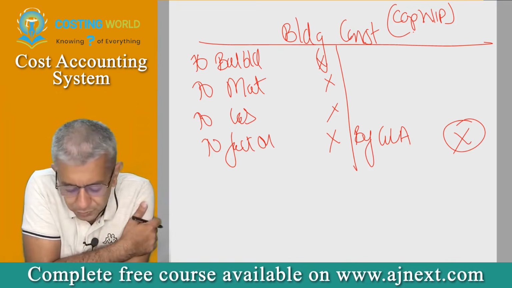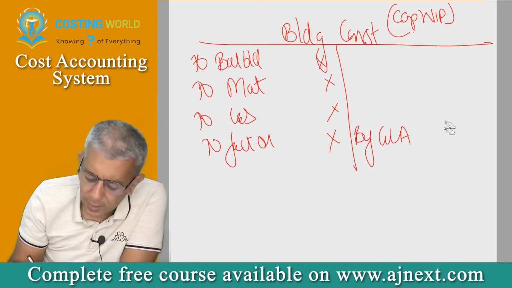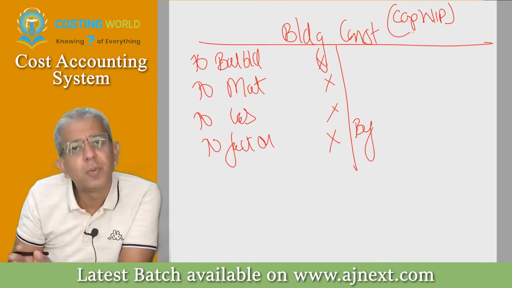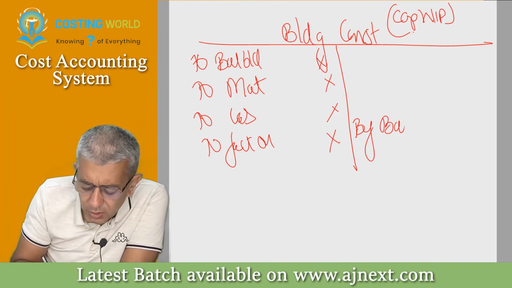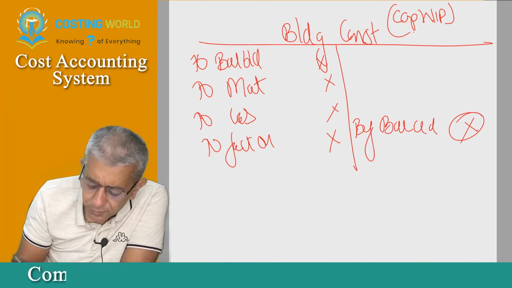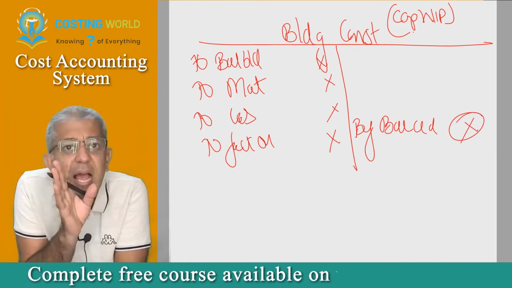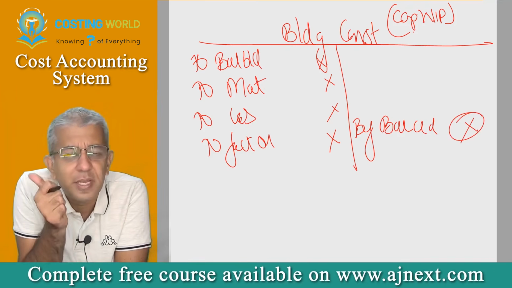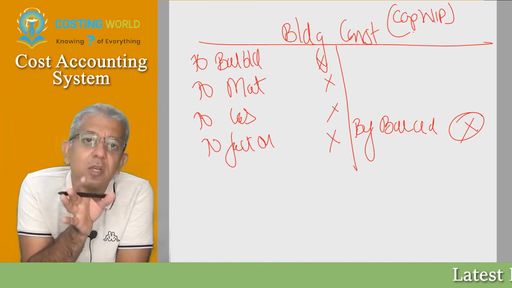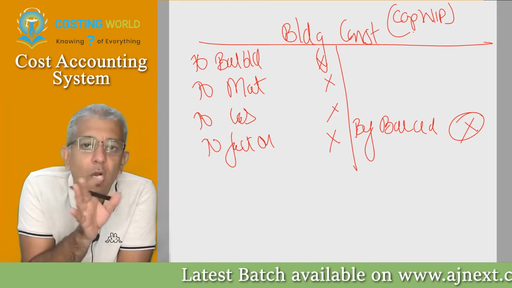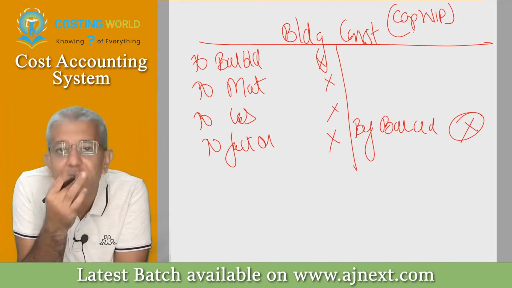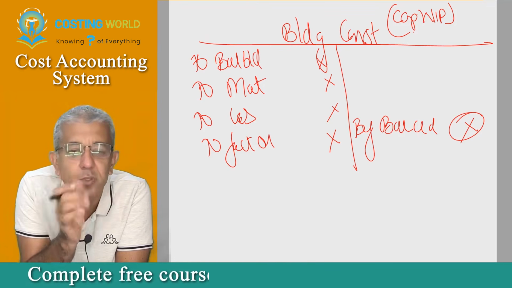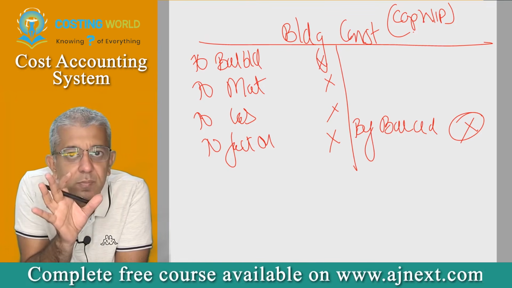Somebody can say, sir, what happens if the building is not completed? If the building is not completed, then you carry forward the balances, by balance carried down. In the questions, they will have to tell you whether at the end of that period the building is completed or not. If it is not completed, you carry forward the balance. If it is completed, close off this account and transfer the accumulated balance to the GLA account. Is that all fine? Yes, sir.